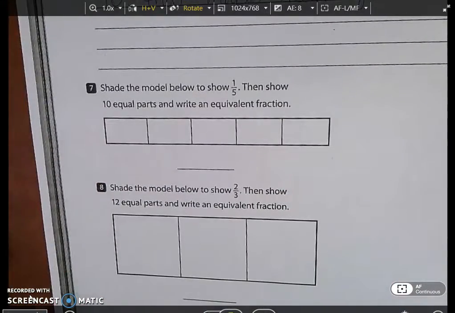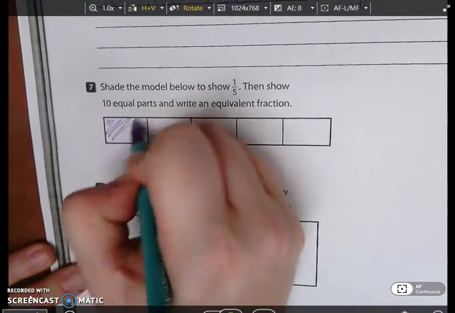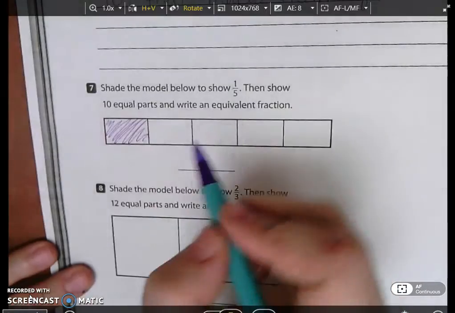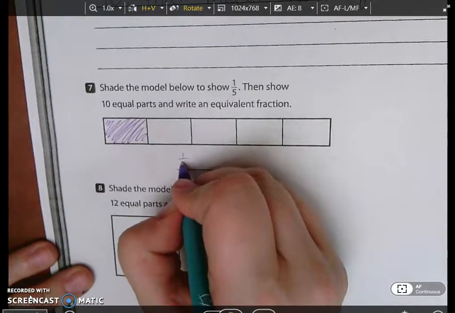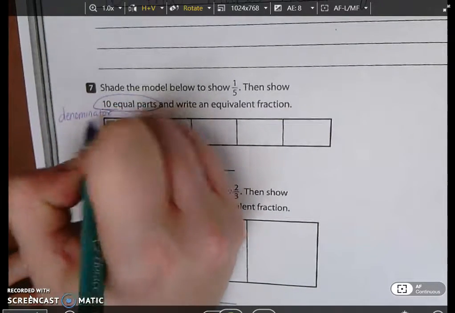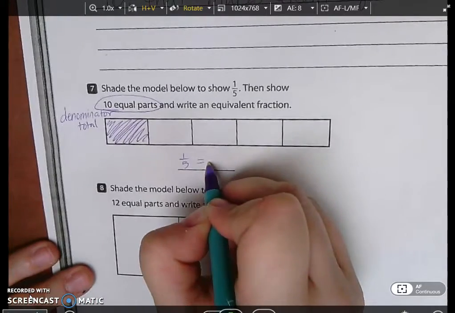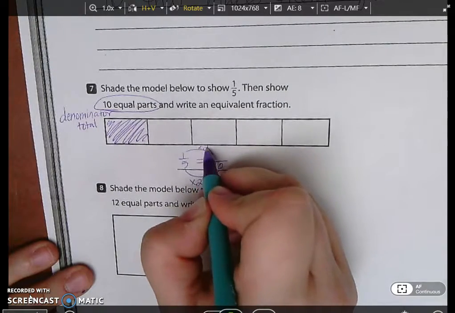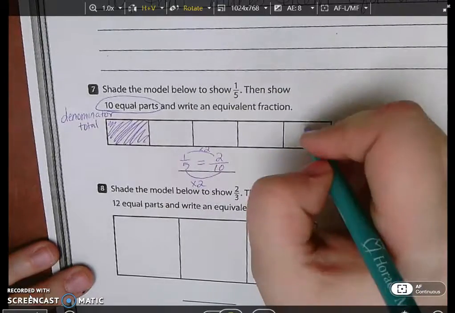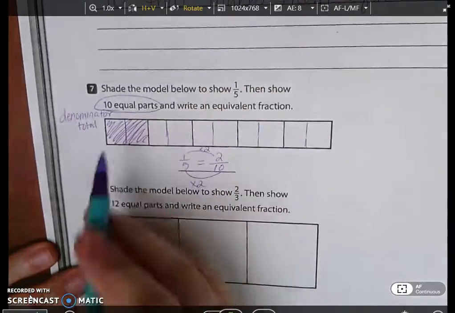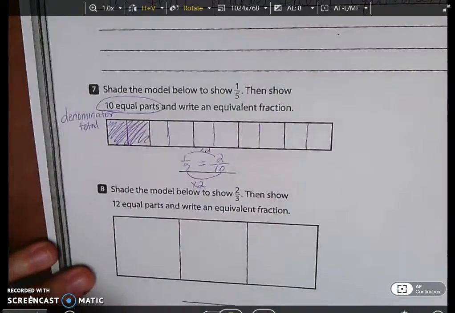Okay, so number 7, shade the model below to show 1/5. So that means one of these is going to be shaded. And then it says, then show 10 equal parts and write an equivalent fraction. So that means that 10 equal parts would be my denominator, or the total amount. So that means 10. So I know that 5 times 2 equals 10. So 1 times 2 equals 2. So if I were to show this, I would need to divide each of these in half. And now I've got 2 parts shaded out of 10 total.